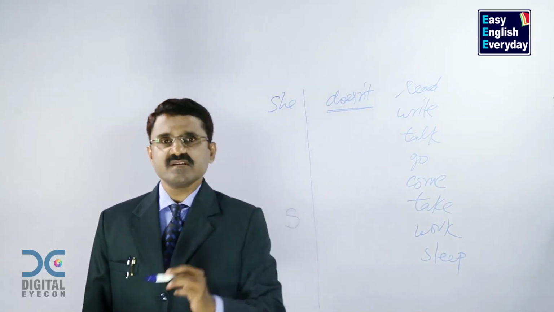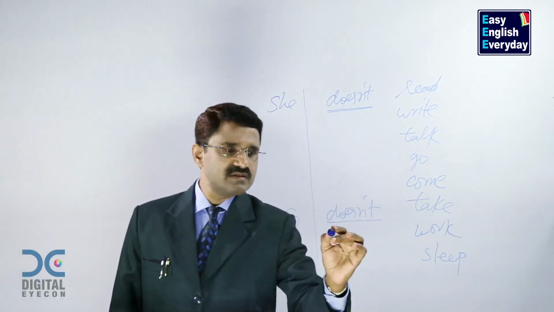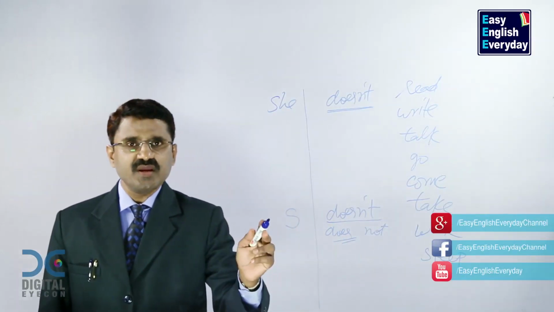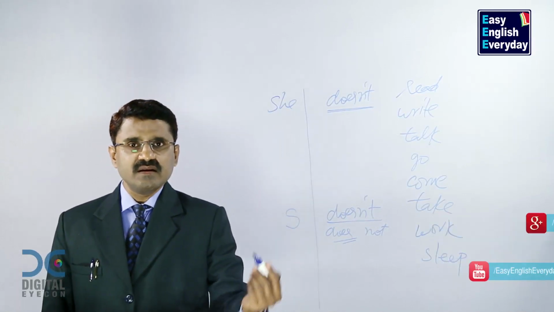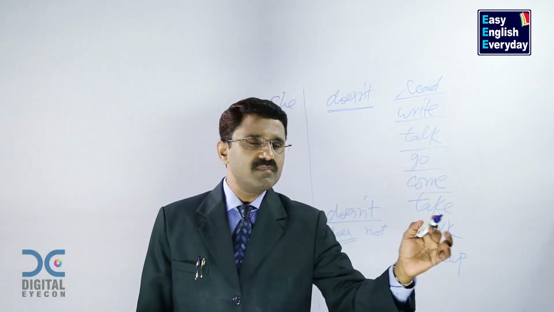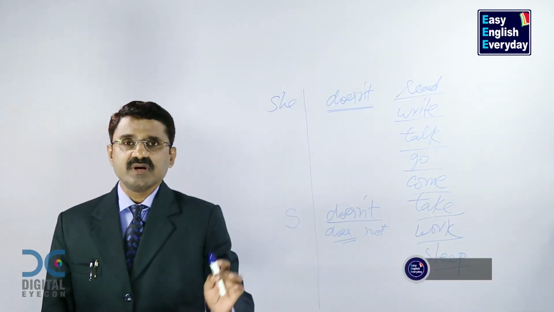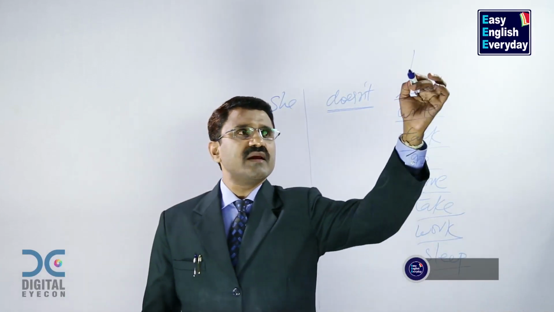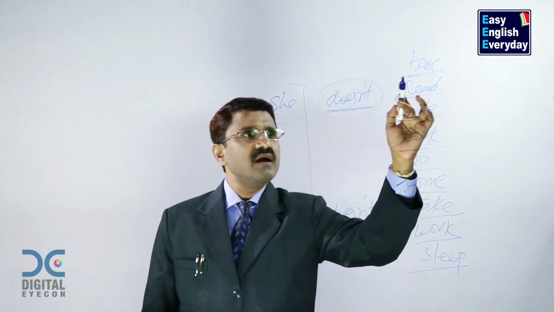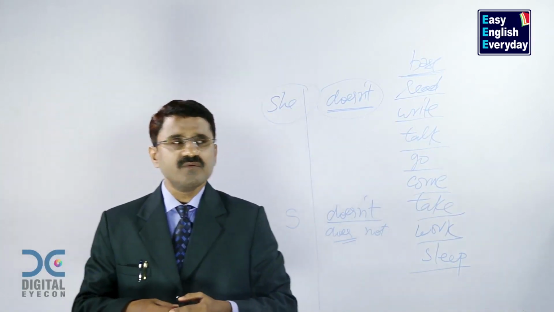This part is called the subject, and here we are taking the help of doesn't. Doesn't or does not is the same. Does goes with he, she, it, and any singular living or non-living name. Now read, write, talk, go, come, take, work, sleep: all these are called action verbs. They belong to the category of base form. Take a subject, take doesn't, and keep adding action verbs in base form. Then the sentences are ready for you.